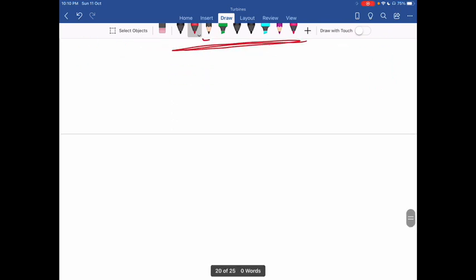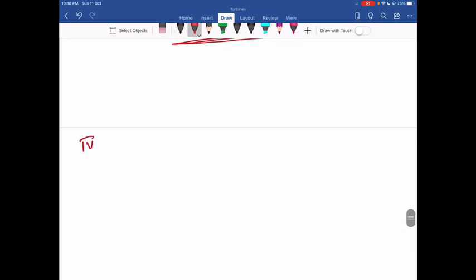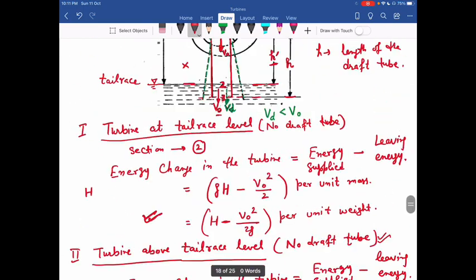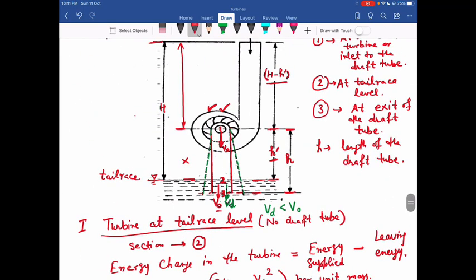Then the fourth case I have is a turbine with a draft tube of enlarging section. That is with the dotted line. You can see it with the green dotted line. At the inlet, I have velocity VO. At the outlet of the draft tube, I have velocity VD.